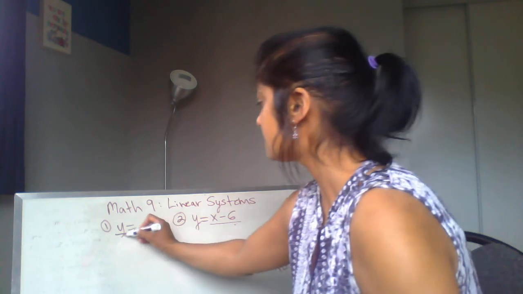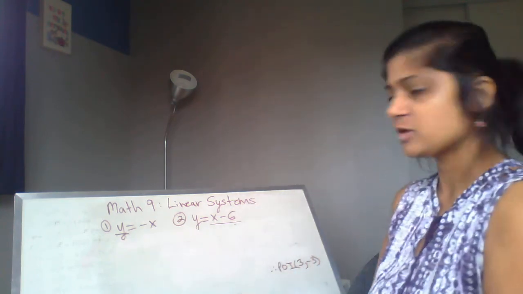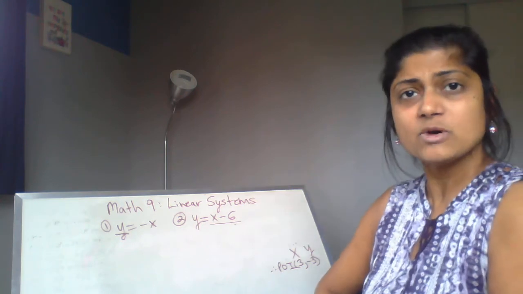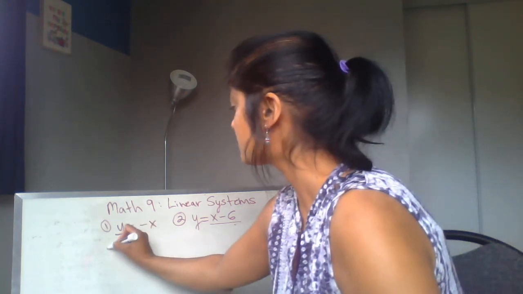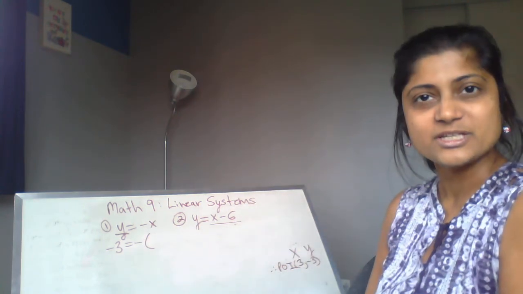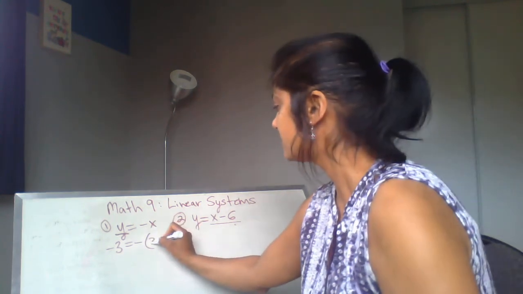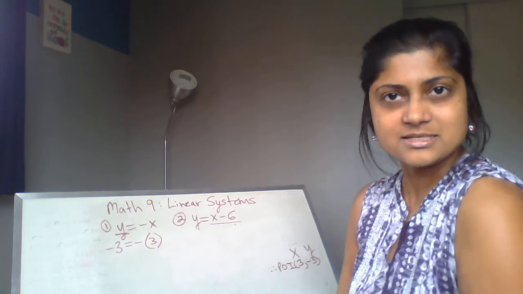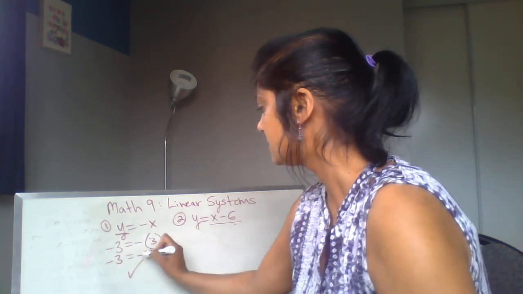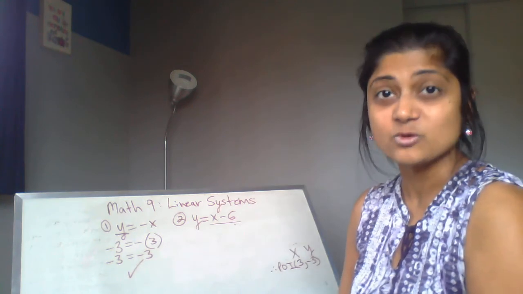Say I'm subbing it into equation 1. I'm going to put x here and y. My y point is -3. So I'm going to do -3 equals negative. And the x value is 3 here. So it looks something like this. And I can see right away that -3 equals -3. It does satisfy the first equation.